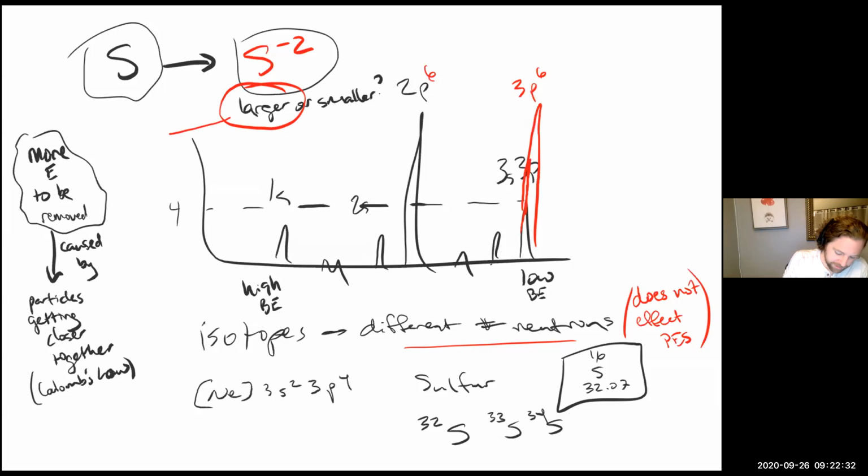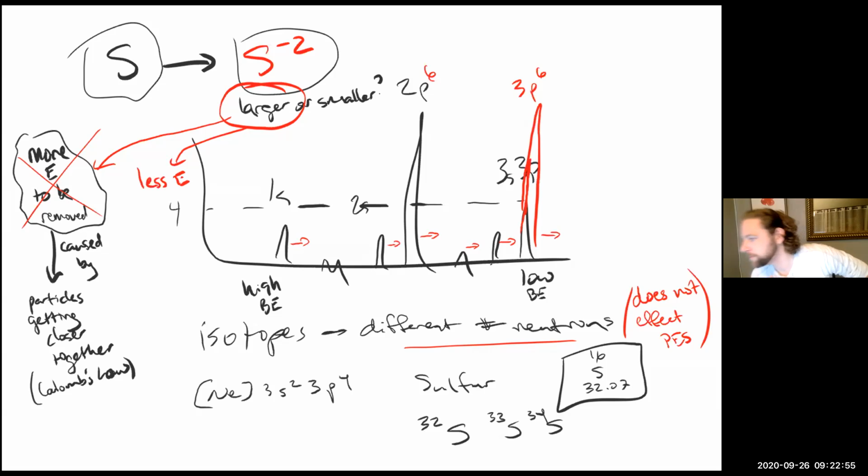So if it's larger, it's not more energy to be removed. It's actually less energy overall for each one, because now all the electrons are drifting a little bit further from the nucleus. So we would assume that all of these would shift a little bit to the right as a result of anion formation.